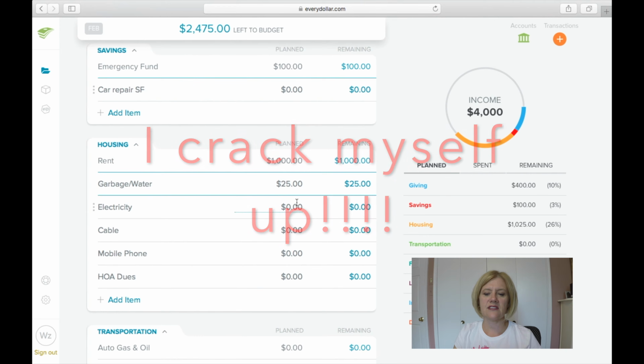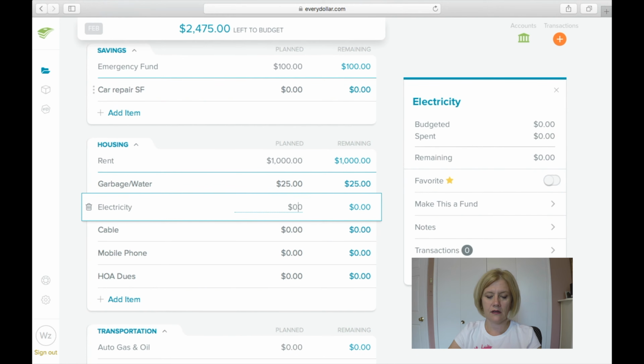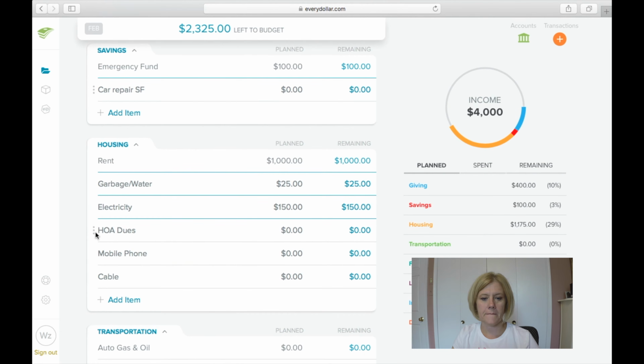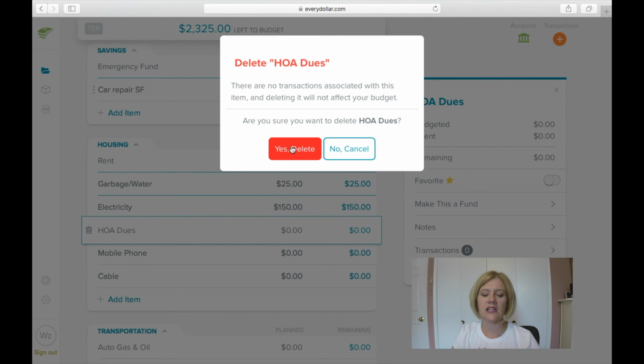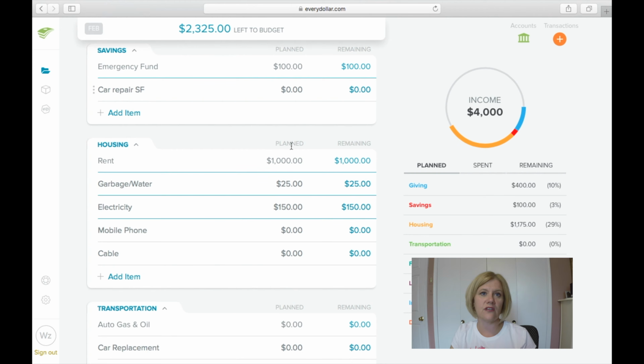Our electricity is going to be $150 a month because we like our air conditioning. Okay, we don't have homeowners association fees because we rent, so we don't have to pay for those. So we're deleting that out of there. And I love how they suggest all these things that you need to keep in mind. Because it truly is fantastic.